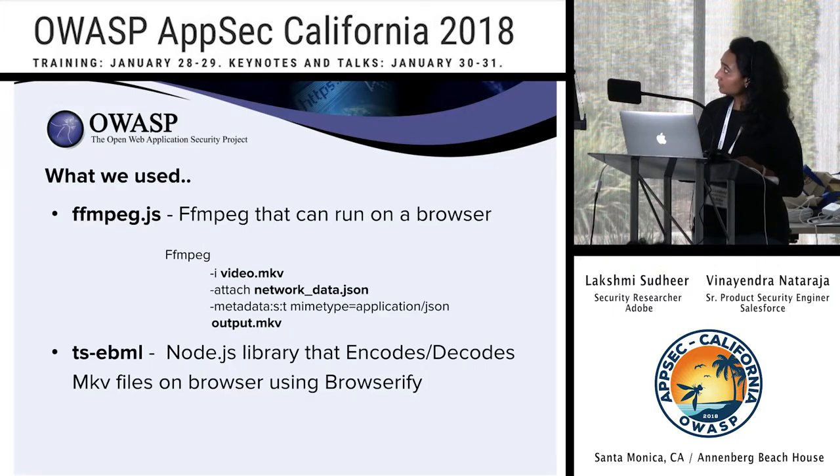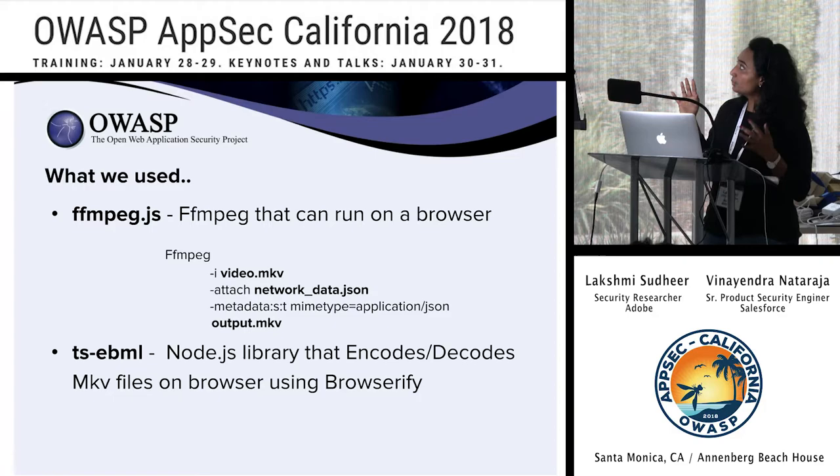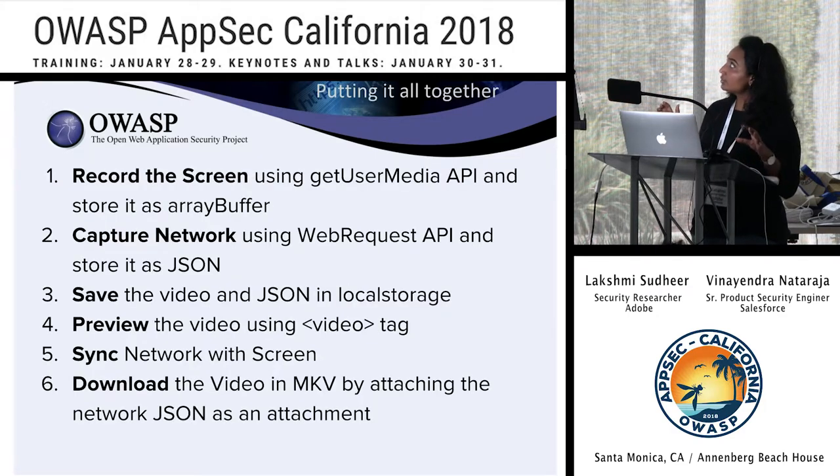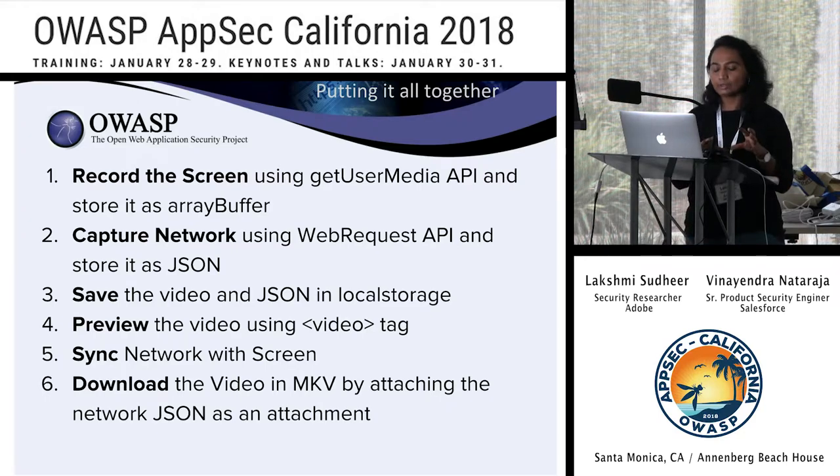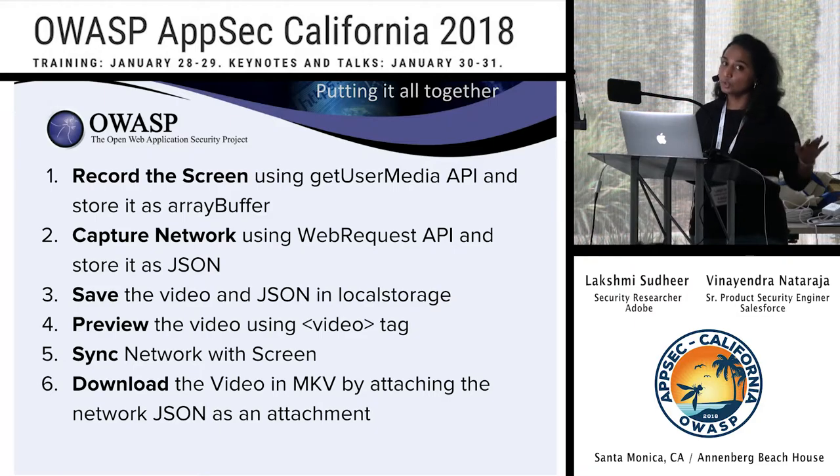So to put them all together, we are recording the screen using the Get User Media API. Then we capture the network using the Web Request API and store it as a JSON. Then we save the video and JSON in your local storage. Nothing gets on the server. Then you preview the video using the video tag. Then we sync the network with screen so that whenever you're, let's say, clicking a submit, you know what exact request went down there.